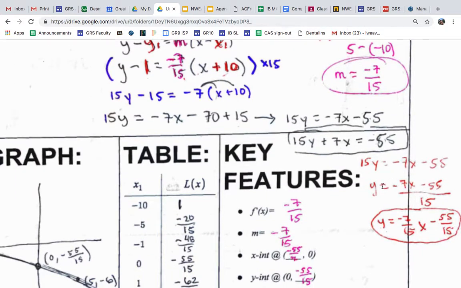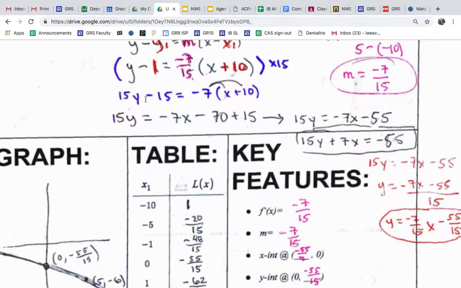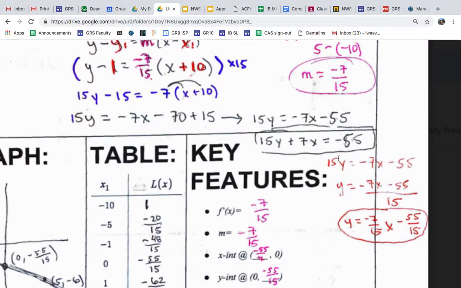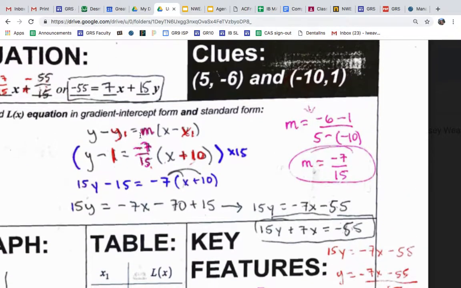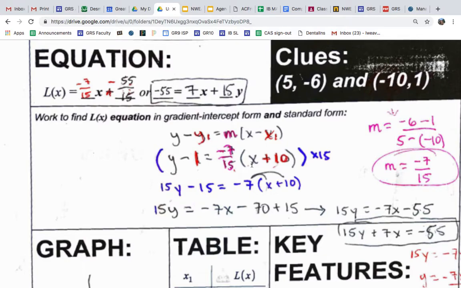And I'm also going to get y by itself to get it in y equals mx plus b form. So I took what I had and divided both sides by 15. It's all over 15. So the 15 applies to both the negative 7x and the negative 55. So it would be y equals negative 7 over 15 x minus 55 over 15. And now I have both of my equations of the lines.